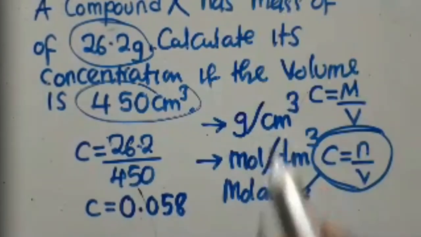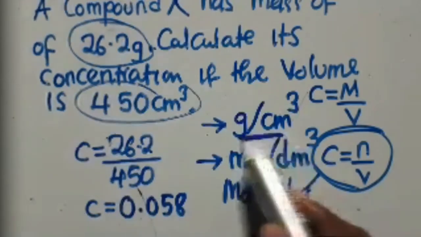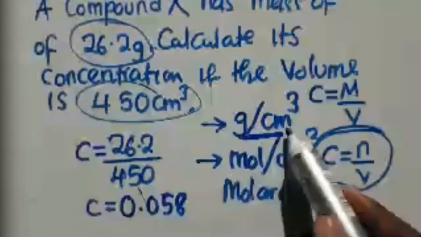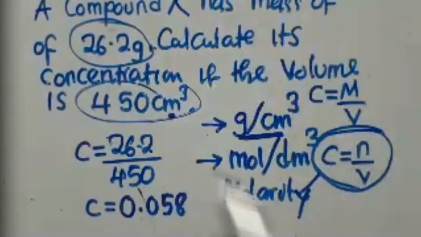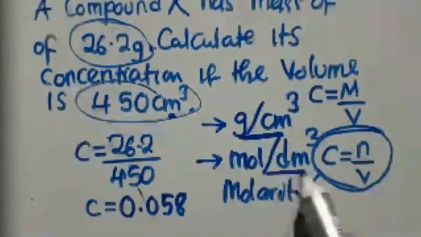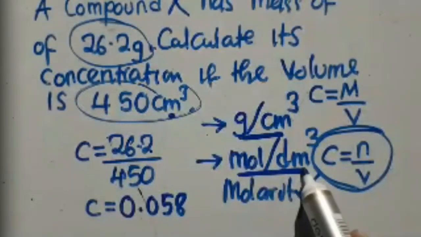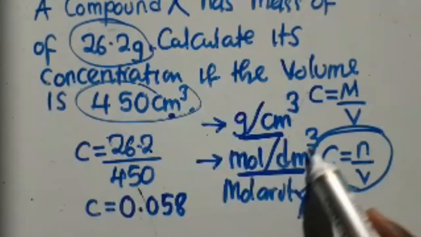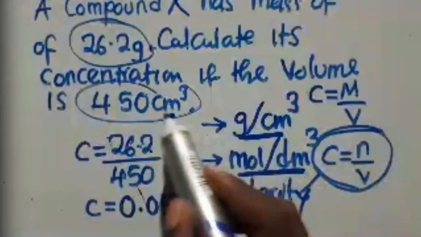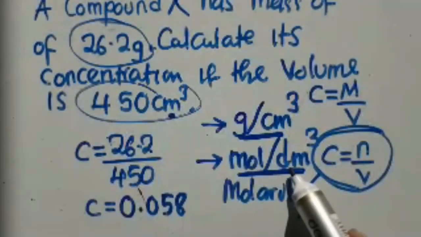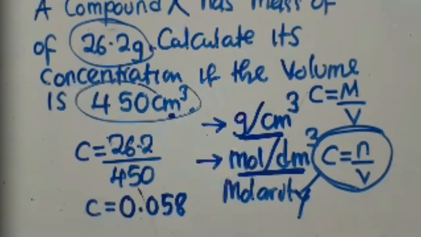On this question, there is no need of converting. Have you seen? The units tell you that the volume is in centimeters cubed, so there is no need of converting the volume. But if you want to find the molarity, the volume is in decimeters cubed, which means that the units are supposed to be converted to that. So this is a part that you need to understand.